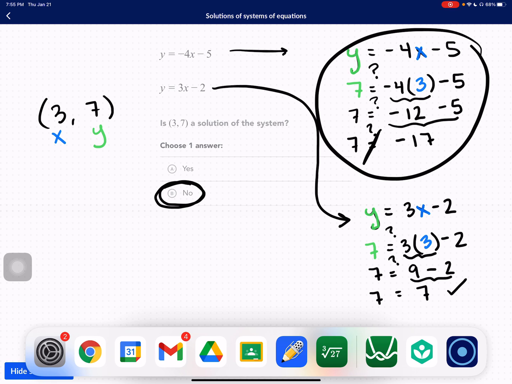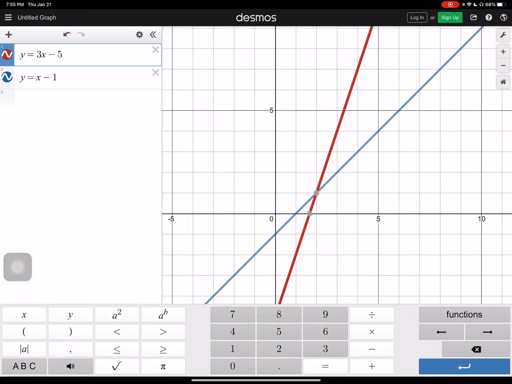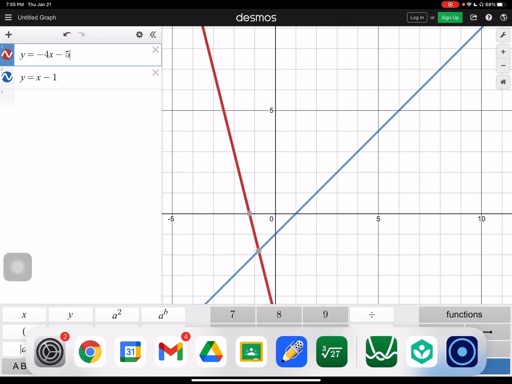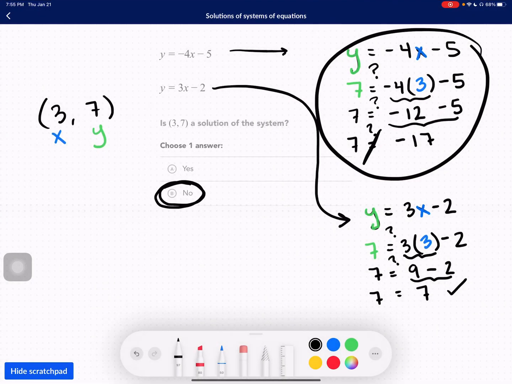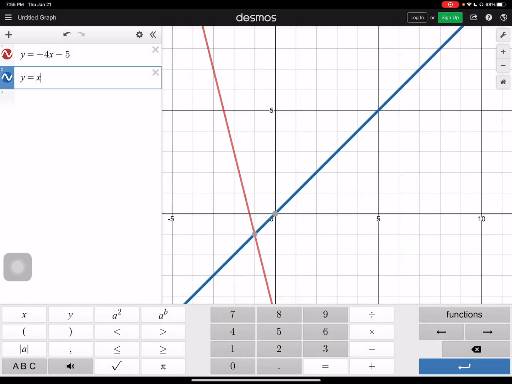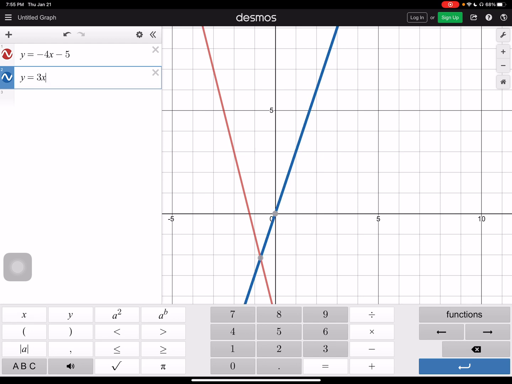So let's see here. So I have negative 4x minus 5. I'm the worst at remembering things. Let me go see what the other one is. 3x minus 2. Okay. 3x minus 2. So let's look here.